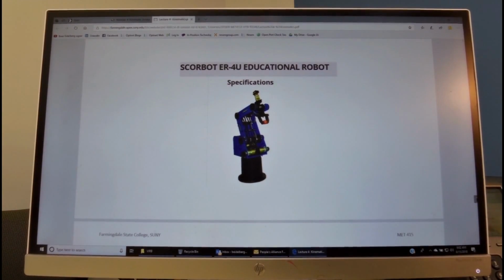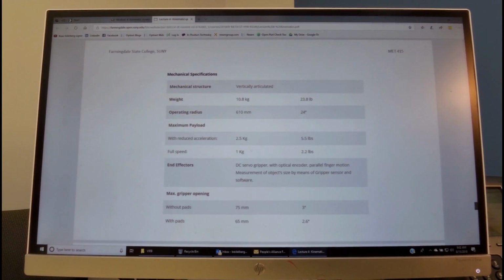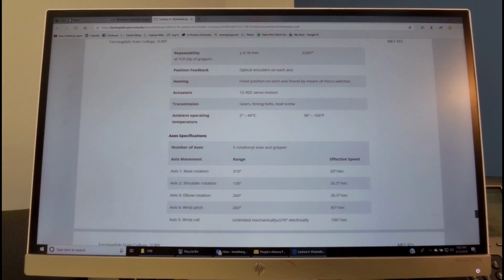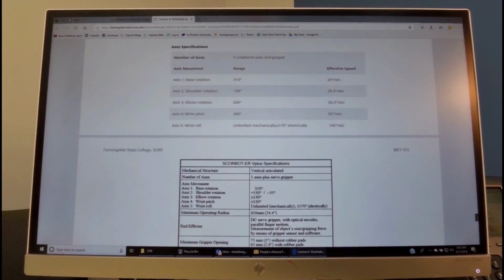The kinematic specifications of a robot, such as the Scorbot, which we'll be using in the lab, are given to us in a catalog. We see over here that we have the weight, maximum payload, the end effector, and the gripper opening, given in degrees and in millimeters. We have the number of axes. Each axis has a given range of rotation and also an effective speed. All of these are kinematic variables. We will be using them in the lab when we do some calculations.